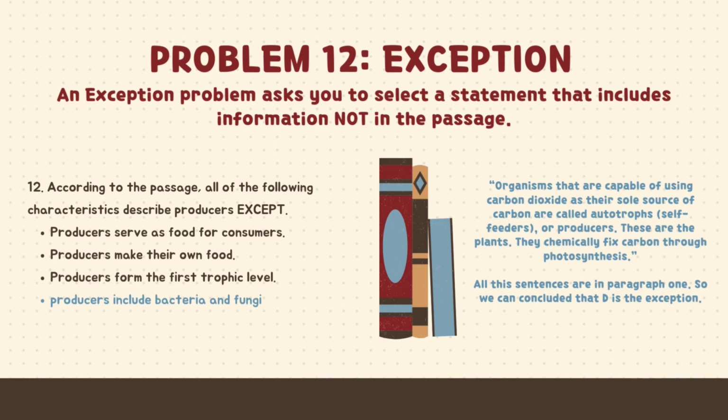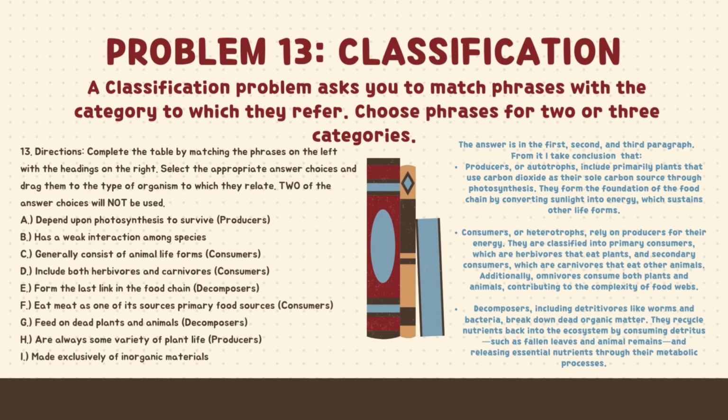The answer is D because organisms that are capable of using carbon dioxide as the sole source of carbon are called autotrophs, or self-feeders, or producers. These are the plants. They chemically fix carbon through photosynthesis. All of these sentences are in paragraph 1, so we can conclude that D is the exception.